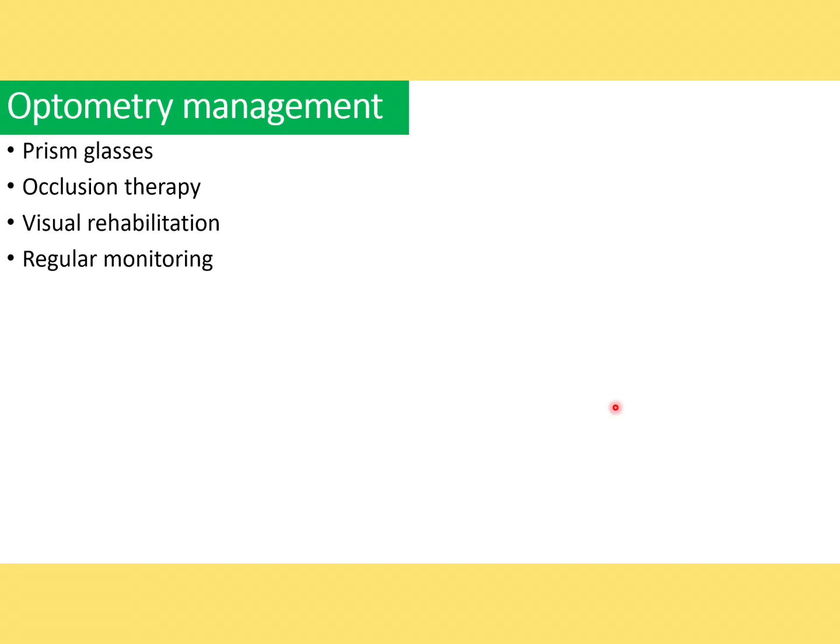So I have segregated the management in two parts. One is optometry management, another is ophthalmology management. So optometry management. So optometrists play a very vital role in managing third nerve palsy by focusing on improving the visual comfort and function through non-surgical intervention.